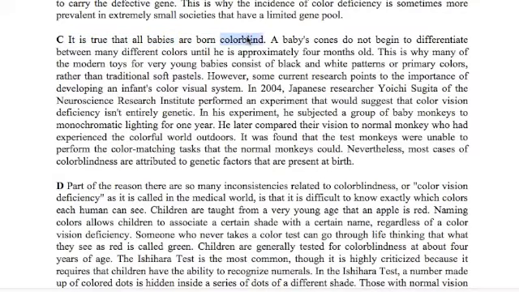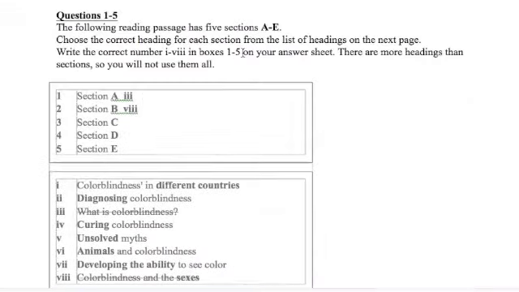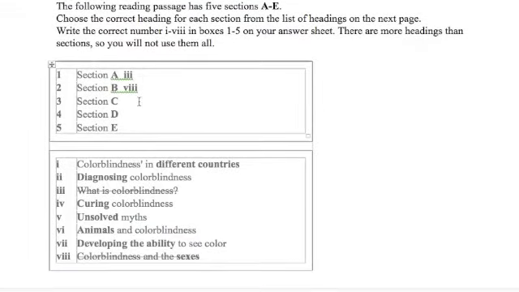It is true that all babies are born colorblind. Babies, colorblind. Okay, babies are colorblind. A baby's cones do not begin to differentiate between many different colors until he's approximately 4 months old. So we're talking about babies here, right? Babies are born colorblind, then they develop the ability to see color. So what is our choice here? Absolutely. This is our answer. Developing the ability to see color. Great. Don't forget to cross it off.